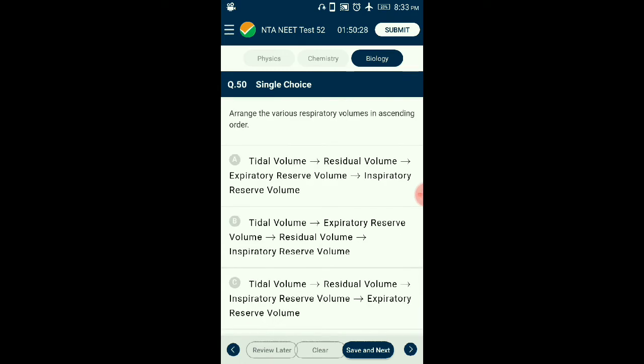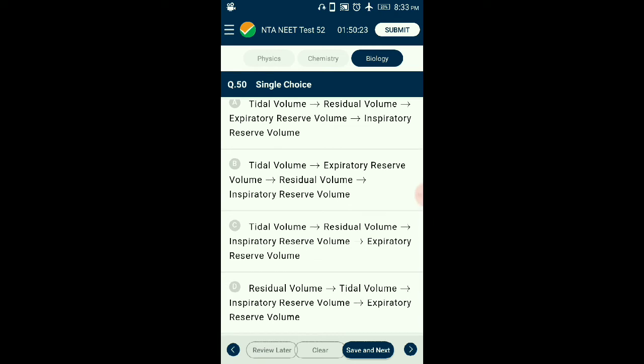Question number 50. Arrange the various respiratory volumes in ascending order. Tidal volume is the volume of air inspired or expired during normal respiration. It is approximately 500 ml. A healthy man can inspire or expire approximately 6000 to 8000 ml. Inspiratory reserve volume is the additional volume of air a person can inspire by a forcible inspiration. This averages 2500 ml to 3000 ml.